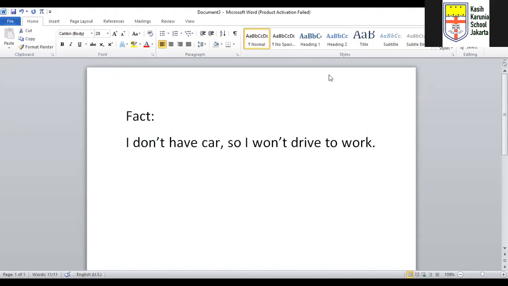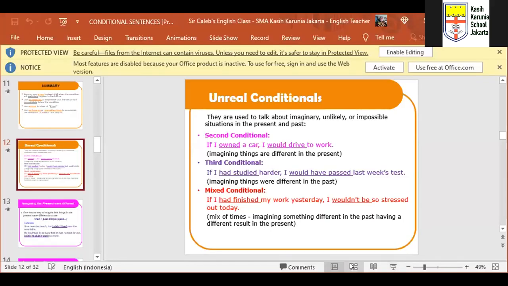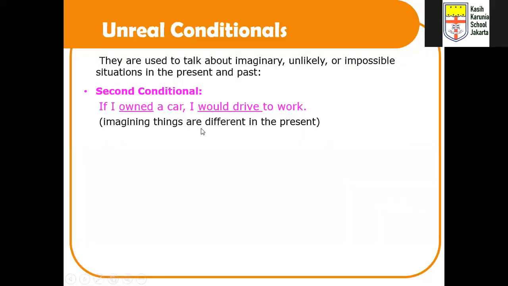Okay, let's continue to the slide. Kita lanjutkan slide-nya. If I own a car, I would drive to work. So in real life, he doesn't have a car. Faktanya adalah dia tidak punya mobil. I don't have a car, so I won't drive to work.